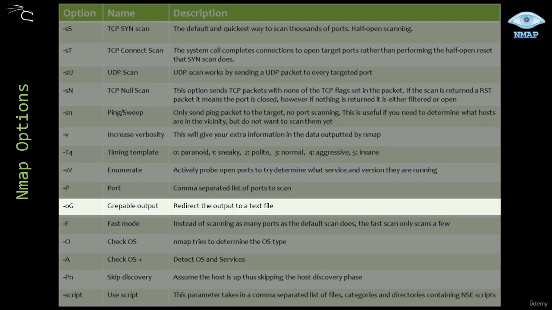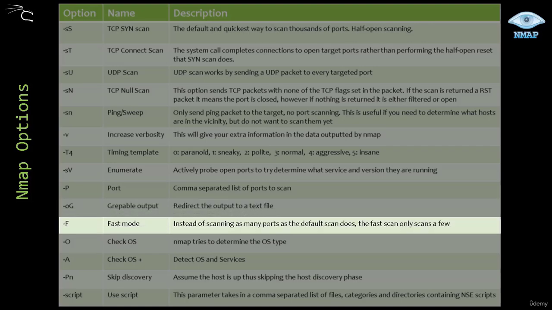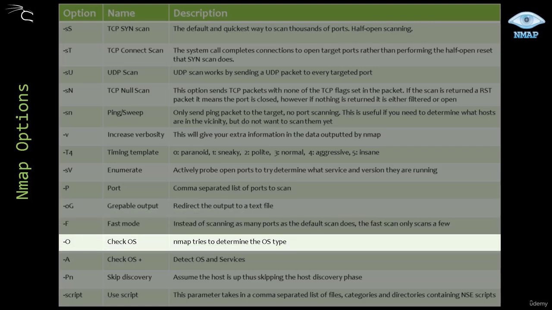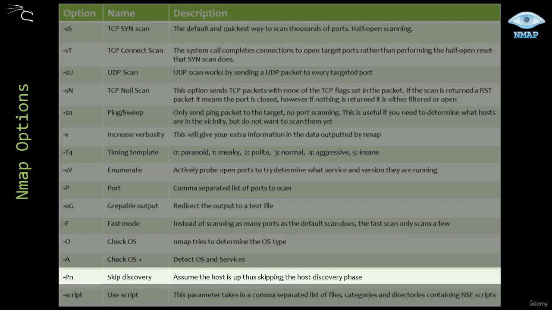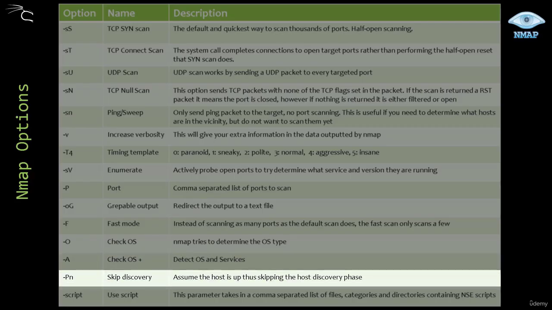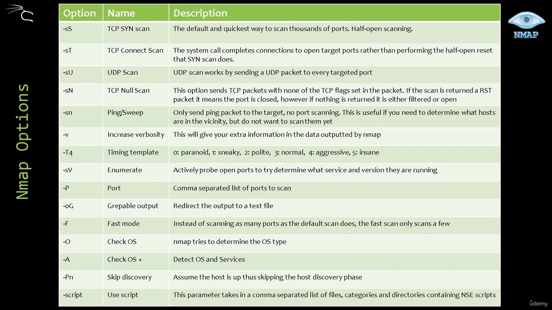-oG is to redirect the output to a text file for further analysis. The -F option is for the fast mode. -O is to check the OS type. -A is to detect the OS and services running. The -Pn is to skip discovery and just pretend that the host is up and running and implement the scans. And the --script option is to inject the Nmap scripting engine, which is very useful in performing what's beyond just port scanning.